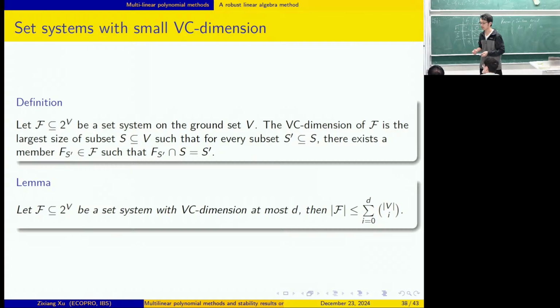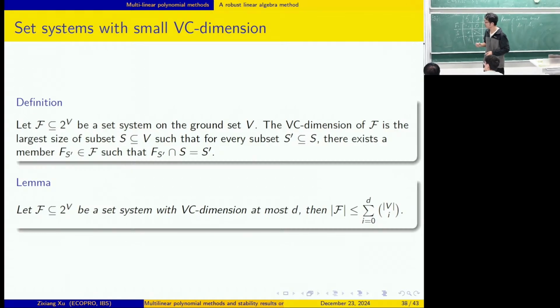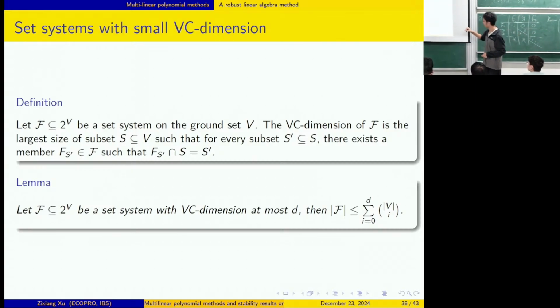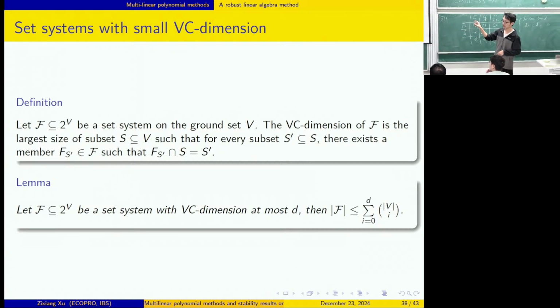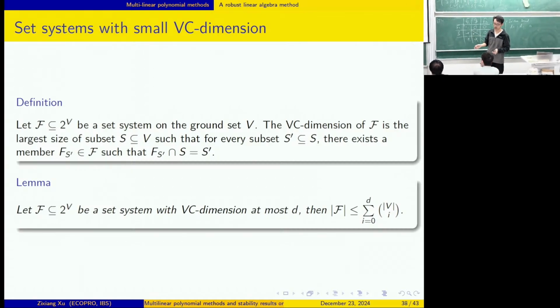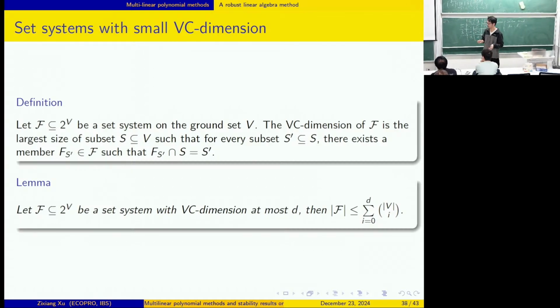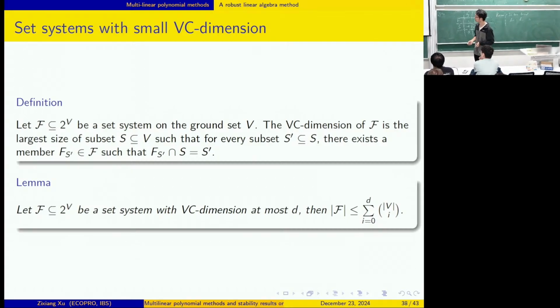So one of the fundamental results in the theory of VC dimension is the Sauer-Shelah lemma, which states that suppose a set system has VC dimension at most d, then the size can be upper bounded by the summation of the binomial coefficients V choose i, for i from 0 to d. And this is sharp because you can take a Hamming ball of radius d. Yeah, sorry. So this is a very fundamental result.